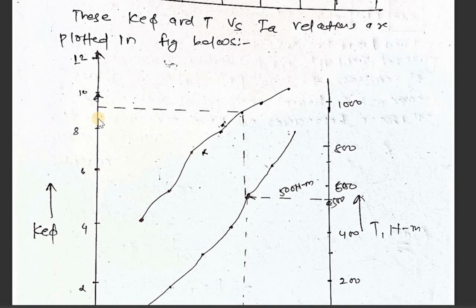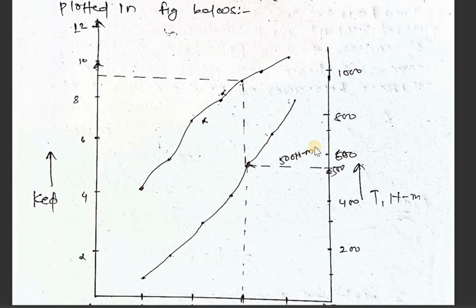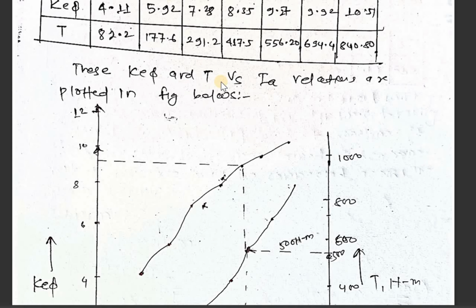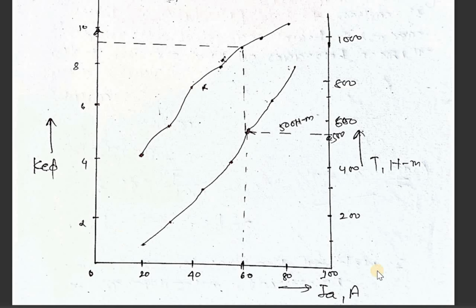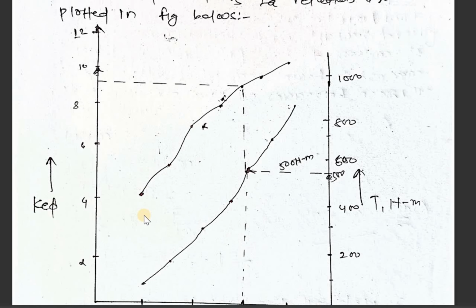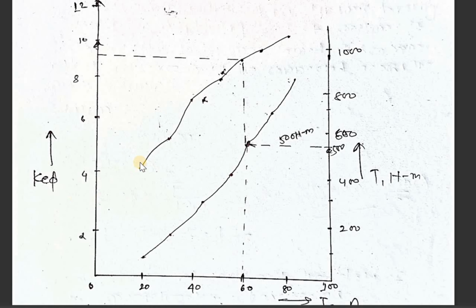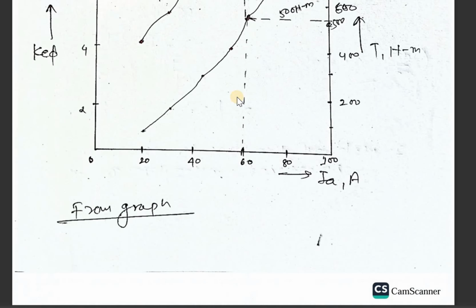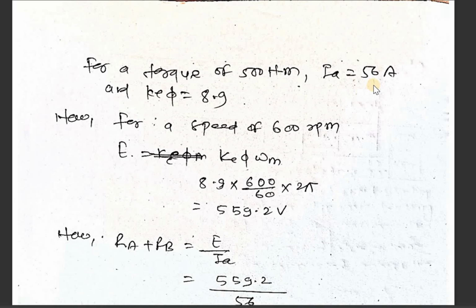You can put these values in a graph: Ke phi and T versus Ia. This is Ke phi, this is T, and this is Ia. Here put all the data. First of all, put this Ia versus Ke phi, and this is Ia versus T. So from the graph, for a torque of 500 Newton-meter, Ia equal to 56 ampere and Ke phi equal to 8.9.